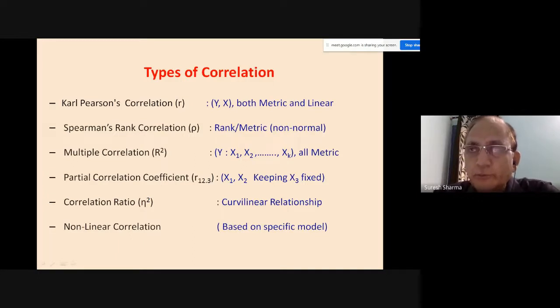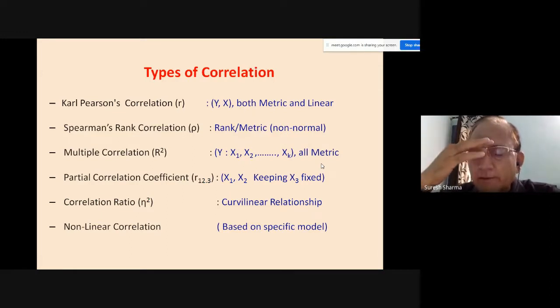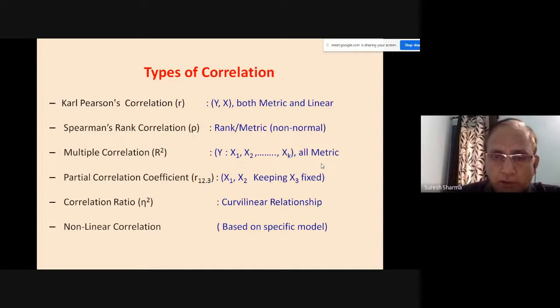In computation of the multiple correlation, there is one dependent variable that depends upon a number of factors. Then we compute the multiple correlation coefficient. For example, one variable is y, and y depends upon x1, x2, up to xk, k number of variables. But the important point to remember in multiple correlation is that all of y, x1, x2, xk have to be measurable quantities.